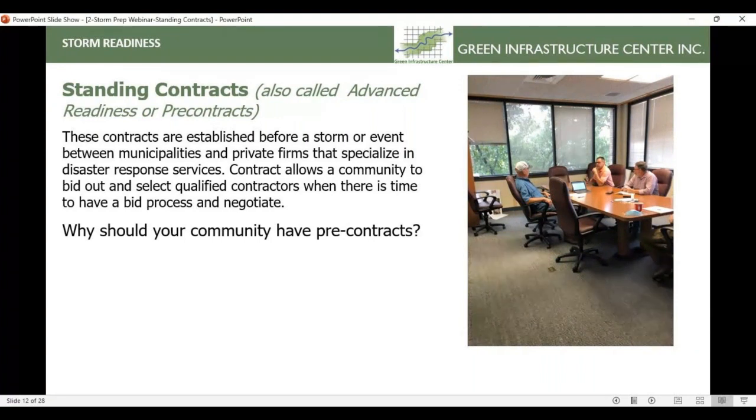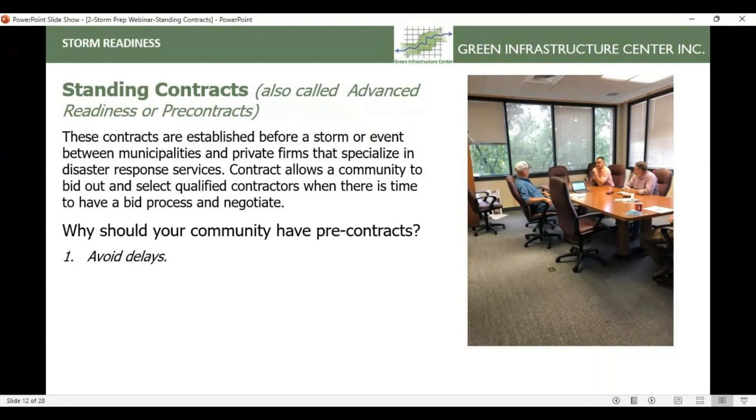You're finding qualified contractors. You're going through the proper channels, the proper vetting that's necessary, not only for responsible procurement, but also to meet the requirements that FEMA has for these pre-contracts and for making sure that this work is done appropriately. So some of the reasons why you should have these pre-contracts in place is it avoids delays.